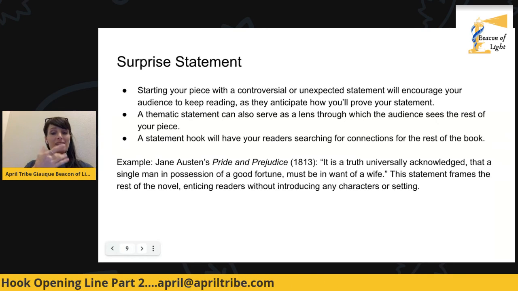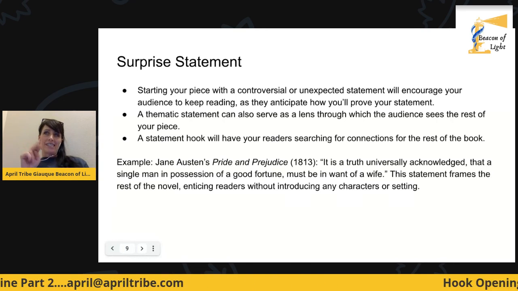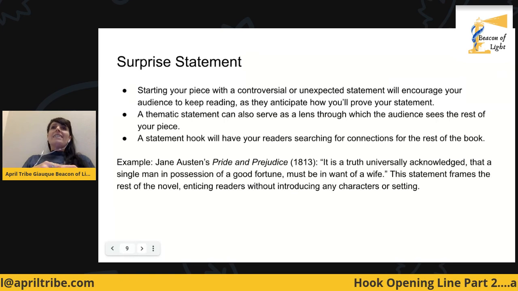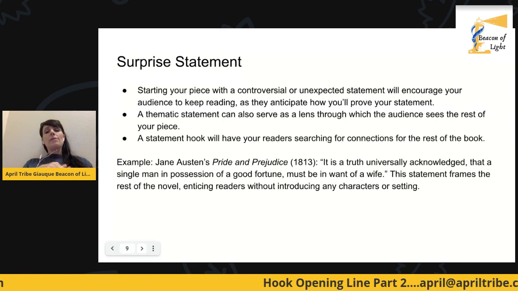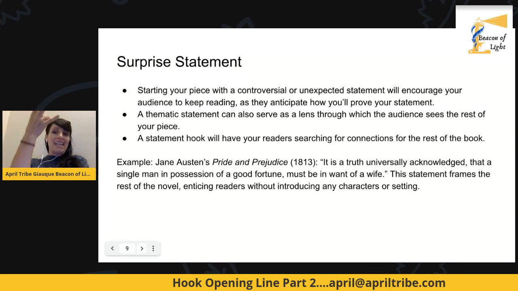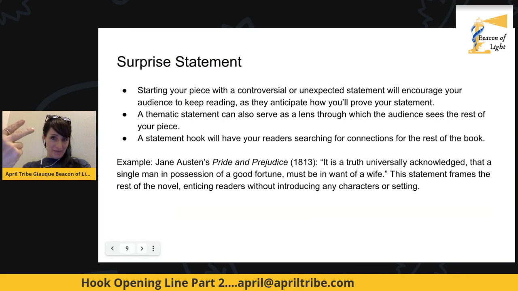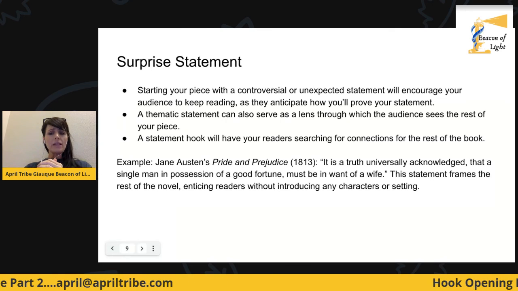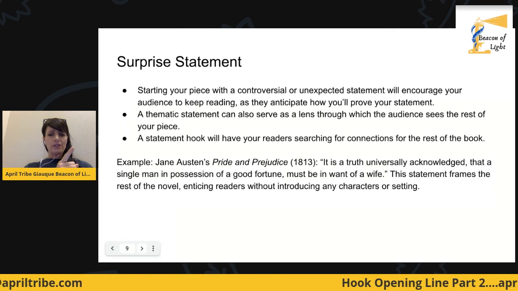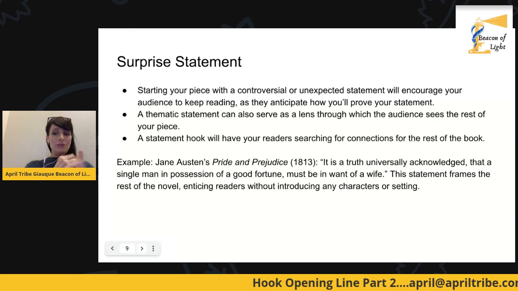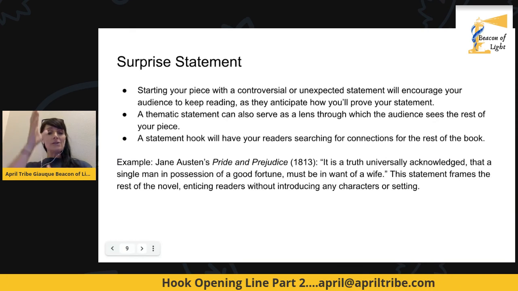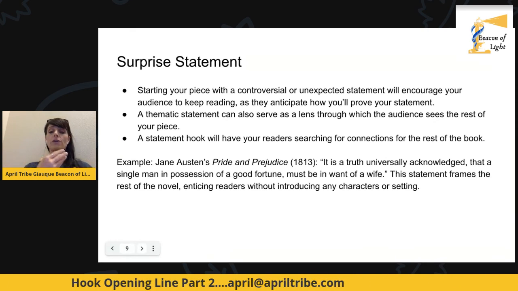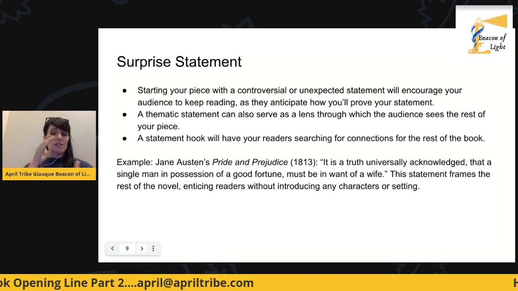This is one of my favorite ones from Jane Austen. Yes, I know, I'm a Pride and Prejudice geek, but there you go. So this was written in 1813. This is the first sentence of her book, Pride and Prejudice. Ready? It's a universal truth. It is a truth universally acknowledged that a single man in possession of good fortune must be in want of a wife.